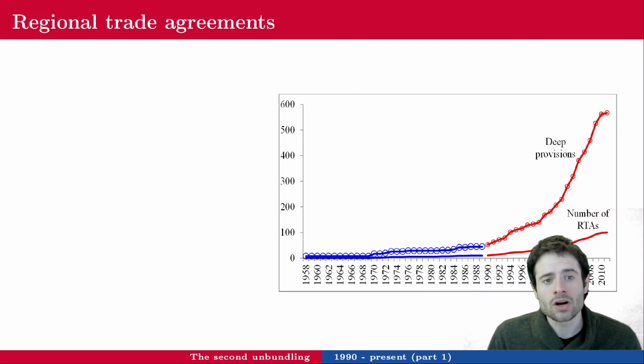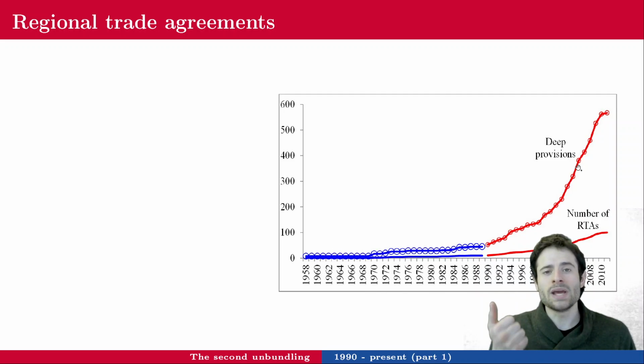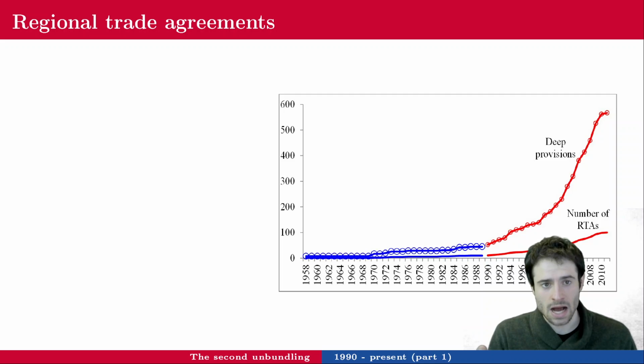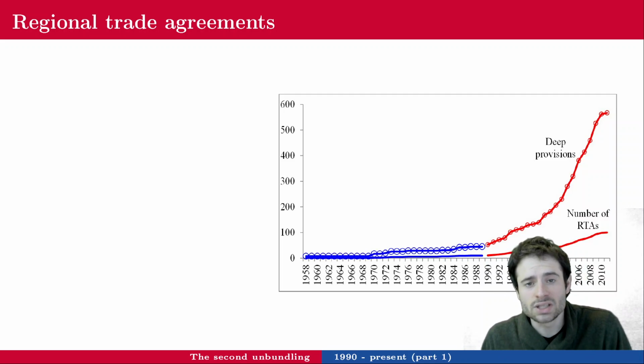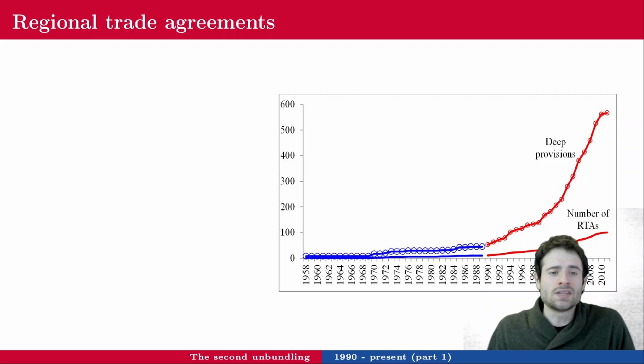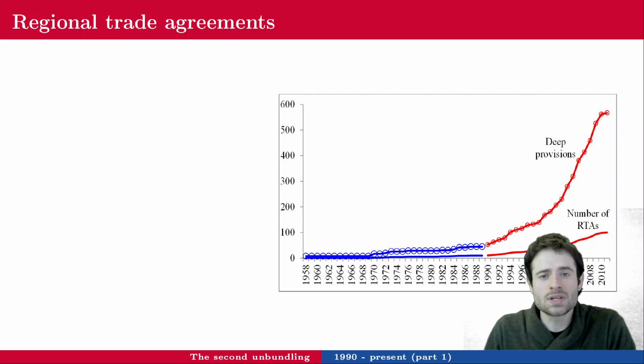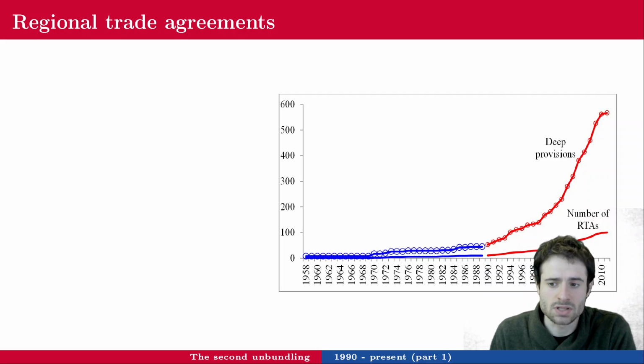The number of RTAs also increased due to the second unbundling. And again, we see another exponential increase in RTAs. So not only BITs increased, but also FDI and RTAs. So the second unbundling boosted the increase in RTAs, the decrease in tariffs, and the increase in foreign direct investments. I'm going to talk about deep provisions in a minute.